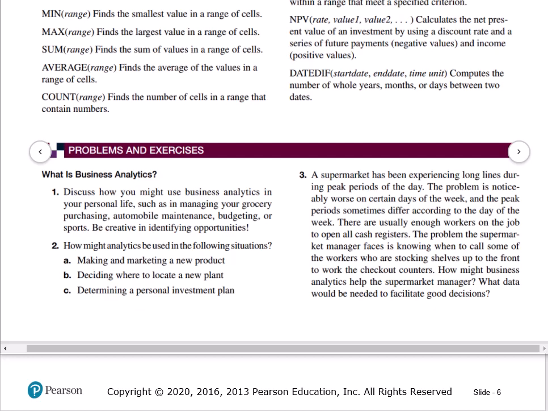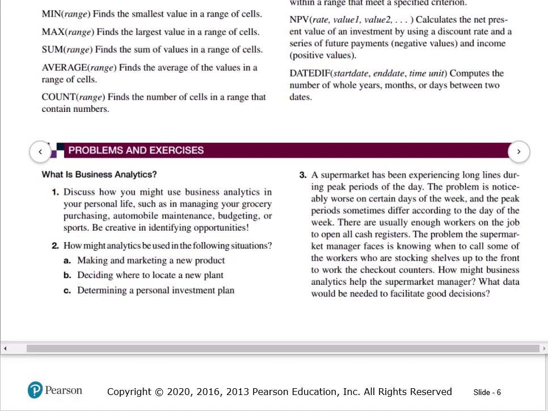So let's look at A, making and marketing a new product. So analytics might be used for a couple of things. One, it might be used to better understand consumer preferences. It might also be used to better manage your supply chain or even your distribution channel. Also to create a more efficient production schedule or even to determine advertising allocations and so on. It's really endless how you can use analytics to make and market a new product.